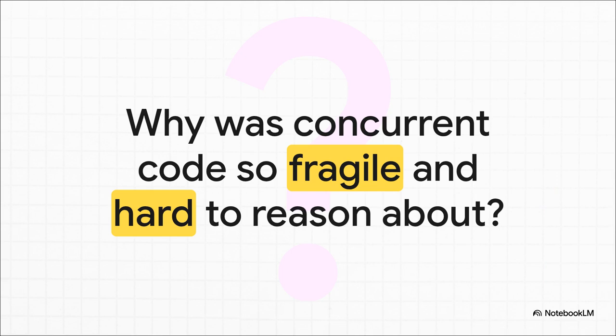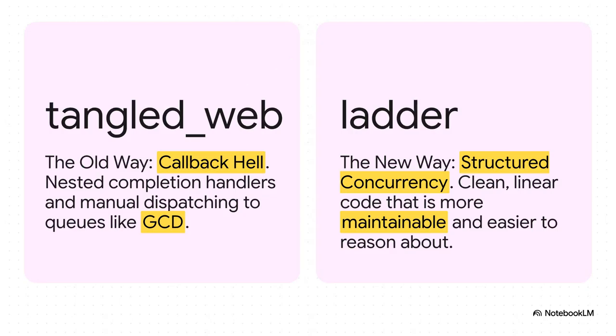You were wrestling with these super complex patterns like Grand Central Dispatch, which were powerful for sure, but they were also a nightmare to read and just filled with these sneaky, impossible-to-find bugs. We went from this tangled mess of completion handlers, what everyone called callback hell or the pyramid of doom, and we moved to code that looks and reads like simple top-to-bottom logic, but it's got all this incredible concurrent power humming away underneath. I mean, the difference is just night and day.